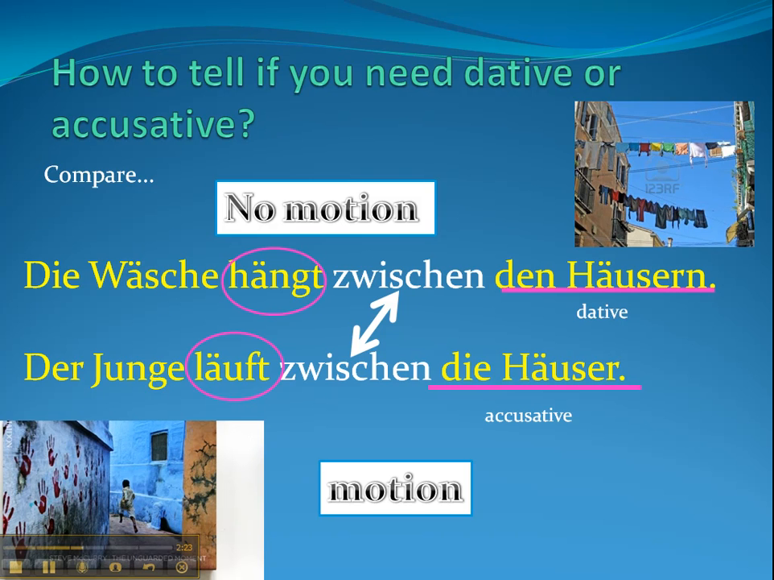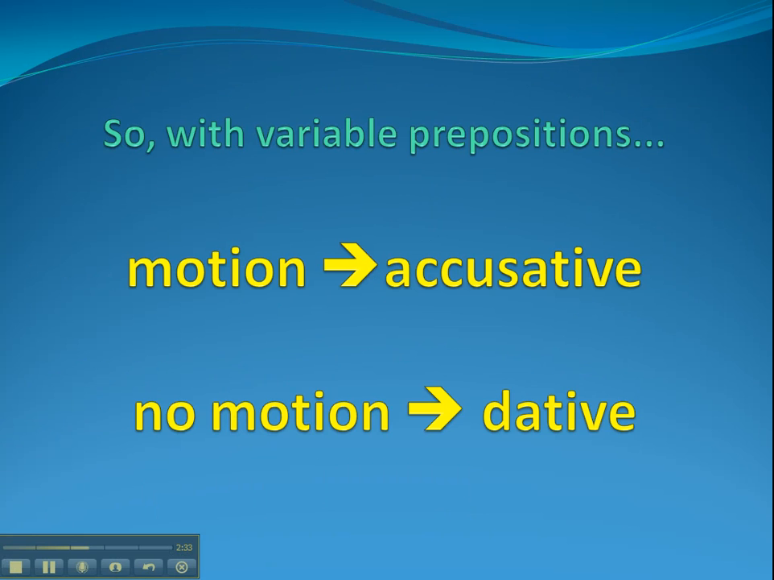So that's the difference. The rule is then, when there's motion, you have to use the accusative case after these prepositions. And when there's no motion, you use the dative case. There it is, our rule. Motion accusative, no motion dative.